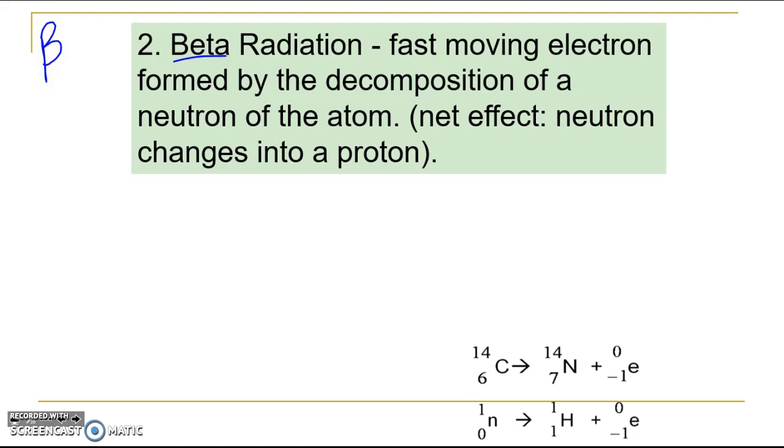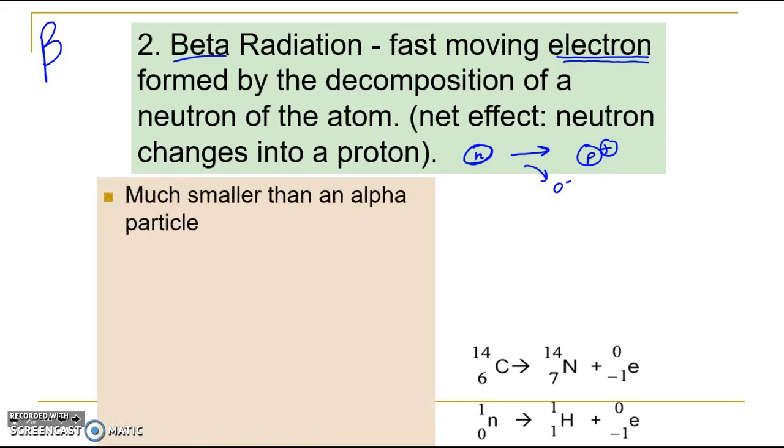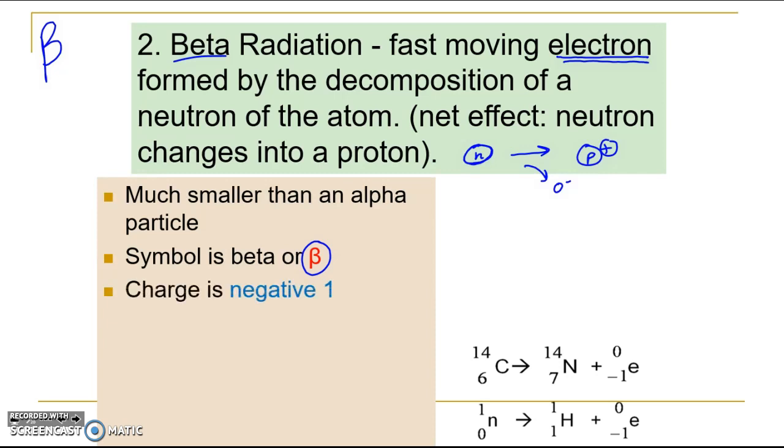It's a fast-moving electron. So we are going to look at electrons here formed by the decomposition of a neutron of the atom. The net effect, the neutron actually changes into a proton. So what happens is a neutron that has no charge turns into a positive proton. So it's positive. And what's released is a negative electron. Okay. Much smaller than an alpha particle, which means it's actually more dangerous. So here's the symbol, capital B with the lower little tail. Charge is -1, okay, -1.